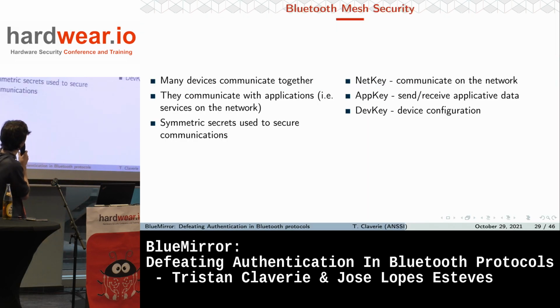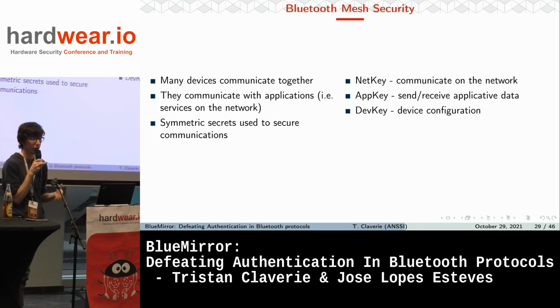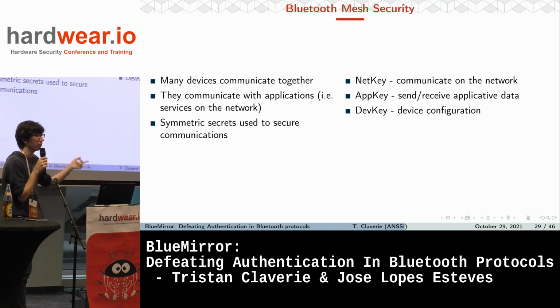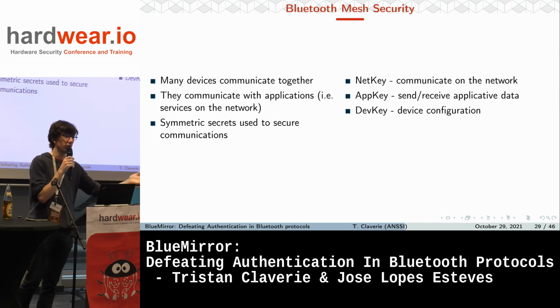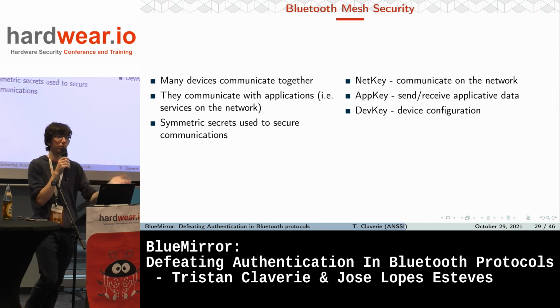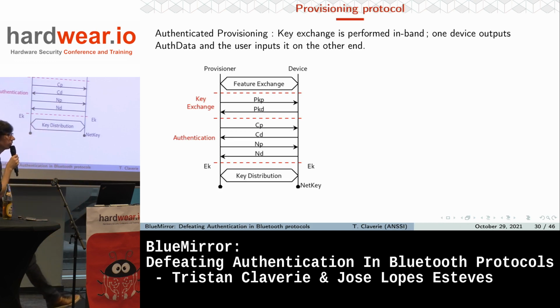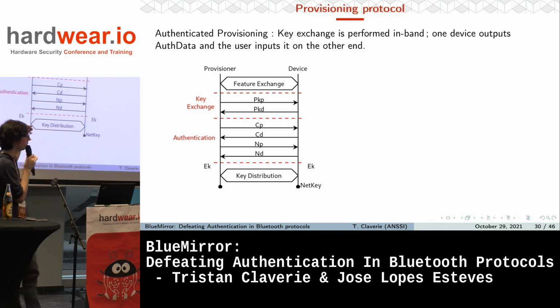What is Bluetooth mesh again? The idea is that you have many devices which communicate together in a mesh network, and to communicate they rely on three different encryption keys: network key, application key, and device key. The provisioning is used to exchange the symmetric secrets and to provide the devices with the needed symmetric secrets to communicate on the network. If we look at the provisioning protocol, it's very similar to what was seen before. You've got the feature exchange step, a Diffie-Hellman key exchange, and a commitment protocol for authentication. And then the provisioner sends the network key to the device.